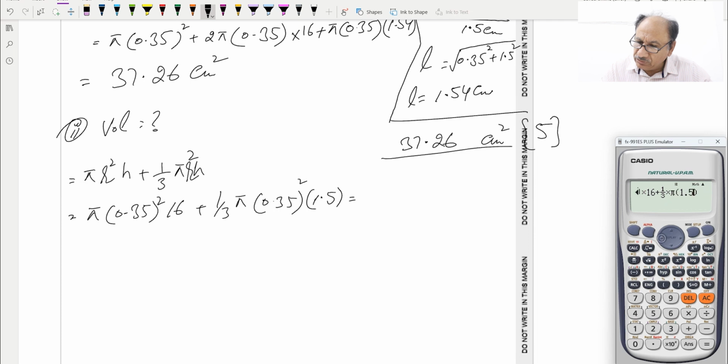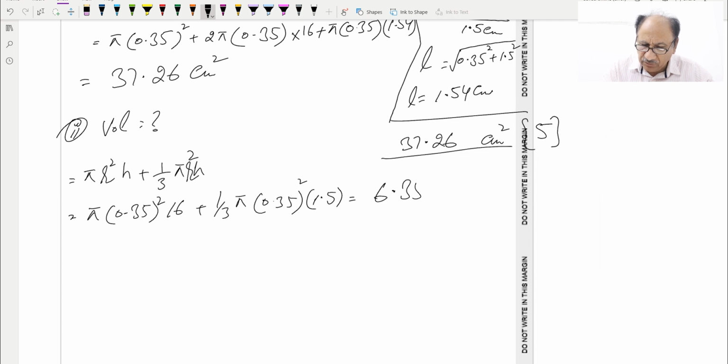So we have to insert here the r square value. So 0.35 square we have inserted over here, and this gives 6.3499. So we can write 6.35 centimeter cube. This is the answer for 3 marks. Hopefully you understood this. Now the third part.